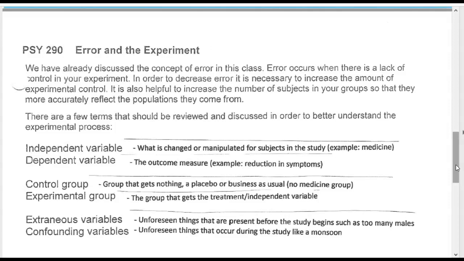What is an experiment? It's the only kind of research where you are making something happen. You are forcing change. You are causing something to happen, any way that you want to word it.